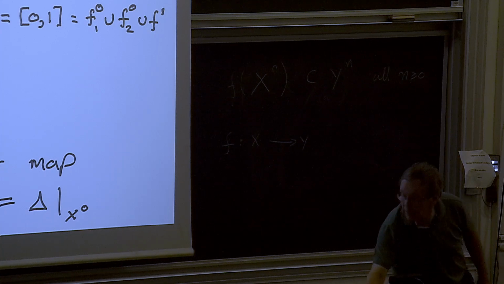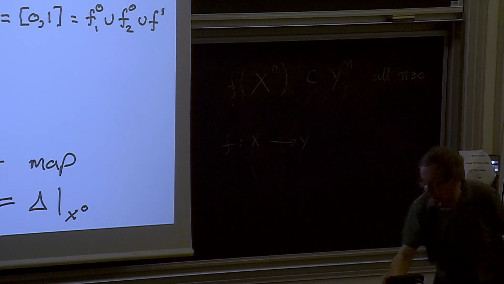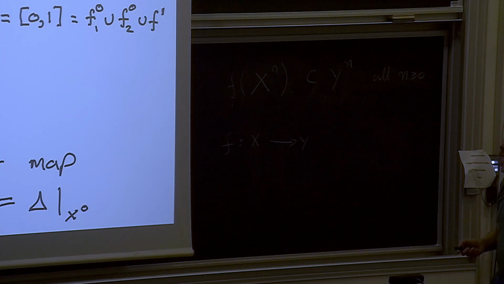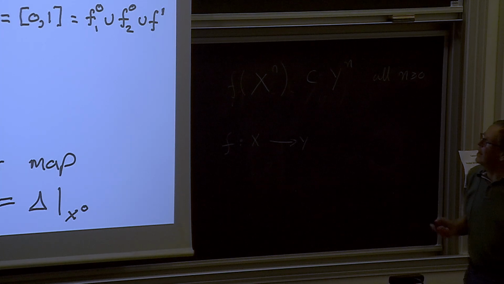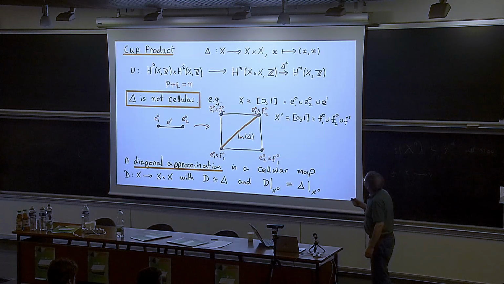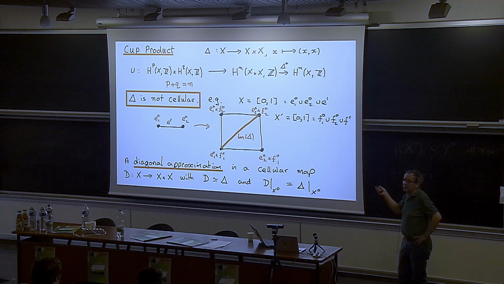And then a diagonal approximation is a cellular map, capital D, from X to X cross X, which has to be homotopic to the diagonal. You'd better insist that when you restrict to the zero skeleton, the collection of vertices, it agrees exactly with the actual diagonal. So that's a diagonal approximation. And if you want to implement cup products, you need to think about how to implement diagonal approximations.